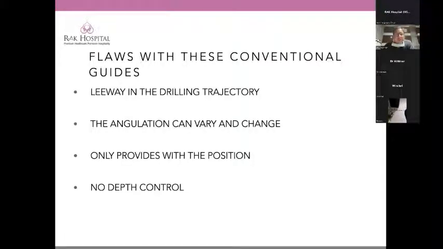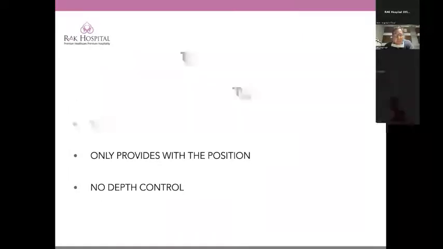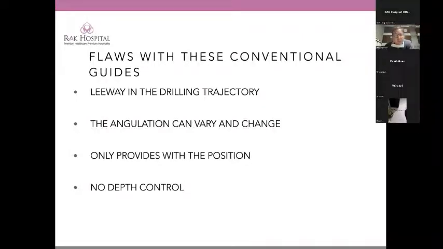Now, there were flaws in these conventional guides. There was leeway in the drilling trajectory. That means through one hole, you can have different trajectories. You can guide your drills in different directions. Then the other problem was there was nothing stopping you. There was no depth control. It was only providing information about the position. It was not providing enough information about the diameter and the length of the implant, and not too many anatomical considerations were taken into account.